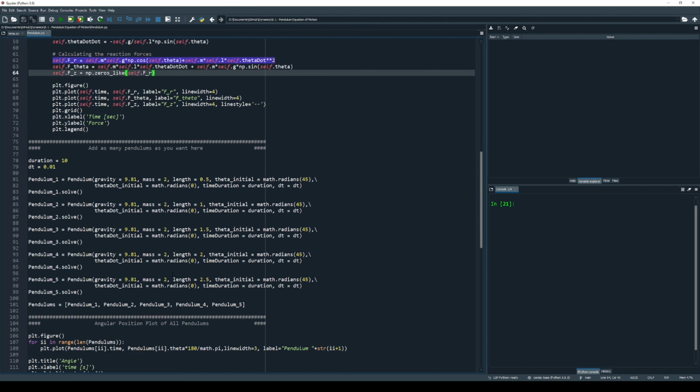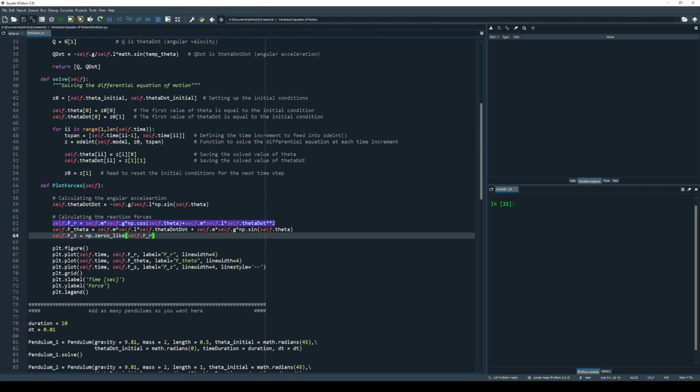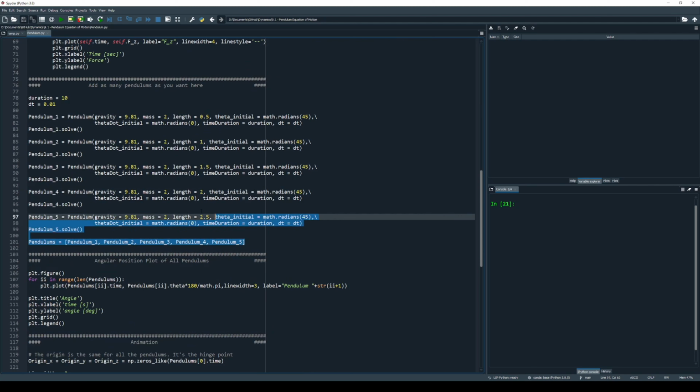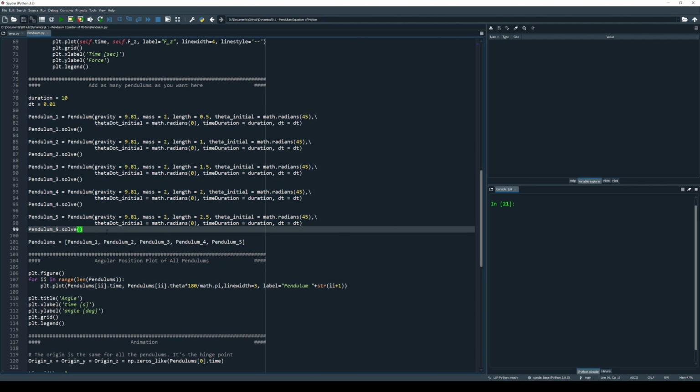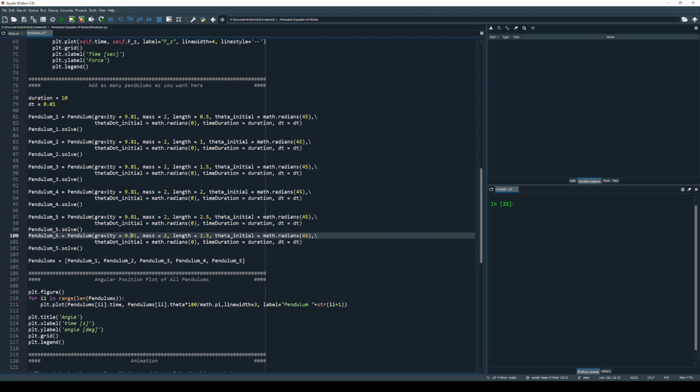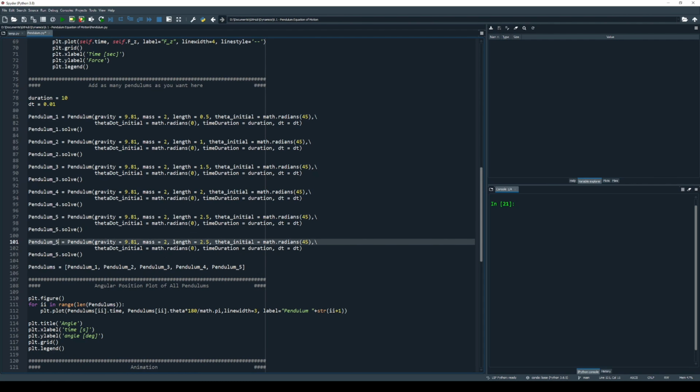If you don't know how to edit this class or any of this code, this is the only part you're really going to edit. And I'll show you how to add pendulums and remove pendulums. Say I wanted to add a 6th pendulum here. You can just copy this and paste it. You can change these parameters to whatever you want them to be. Then make sure you change the name of it, so we're going to call this pendulum 6. And then you throw it onto our list containing all of our pendulum objects. So pendulum 6. That's it.